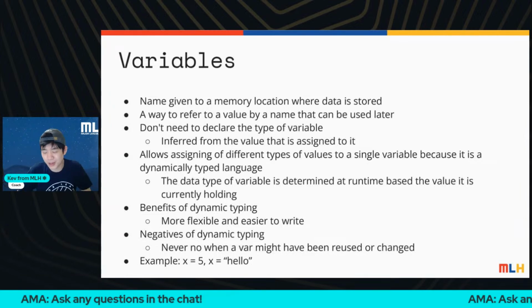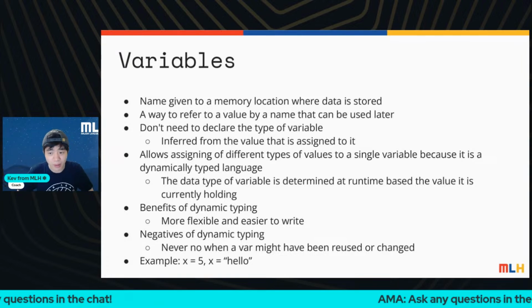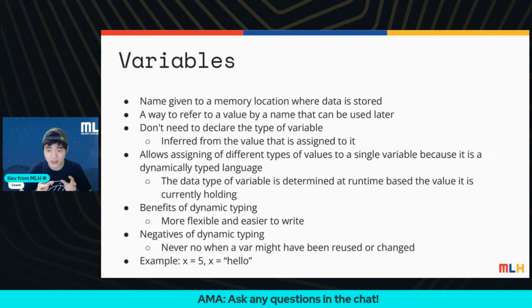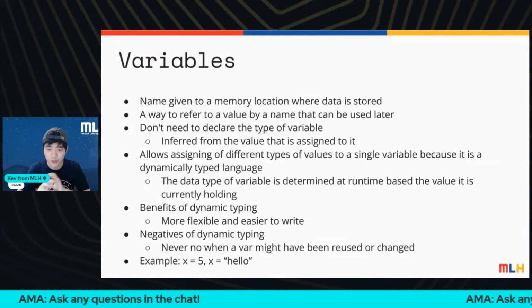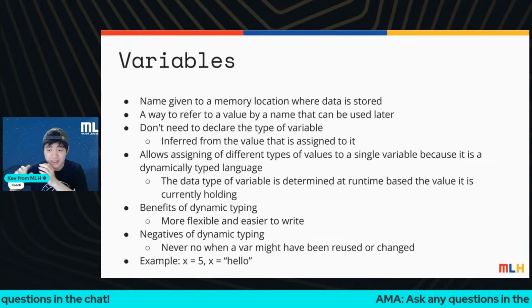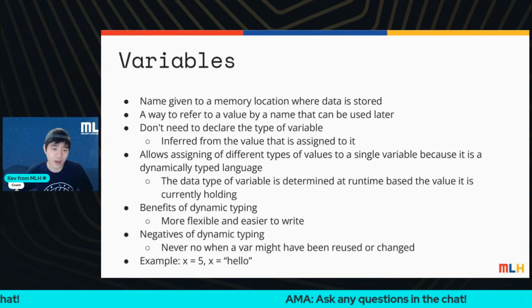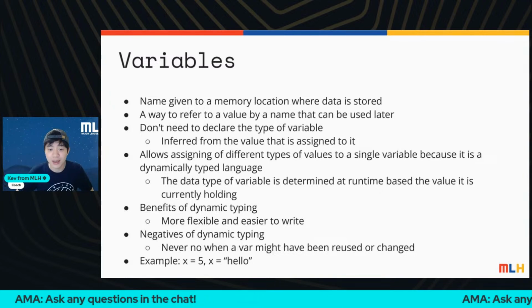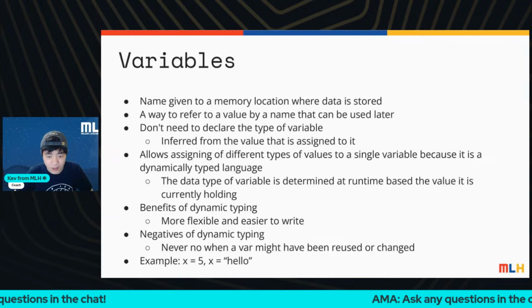Variables are given names to a memory location where the data is stored. Don't worry about memory location. Just remember, a variable is a name that stores data. You assign data to a variable, and you can then use that variable throughout your code. Wherever you see that variable, it represents that data. It's a way to refer to a value by a name that can be used later in your code. And you don't need to declare the type of variables, right?